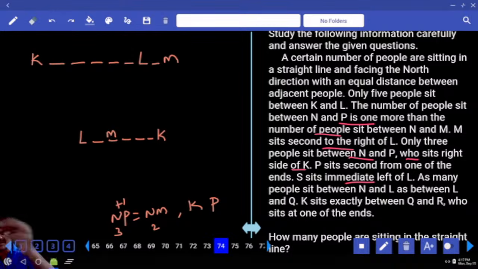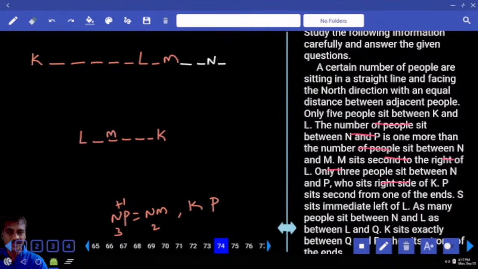As N cannot be here, what is the other possibility? Between M and N, how many people? 2 people. Between N and P, how many? 3 people. N and P, 3 people either to the left or to the right hand side. 1, 2, 3, P. If P is here and P is seated second from one of the extreme ends, is it possible? No, hence P cannot be here. As P cannot be here, how many persons in between N and P? 3.